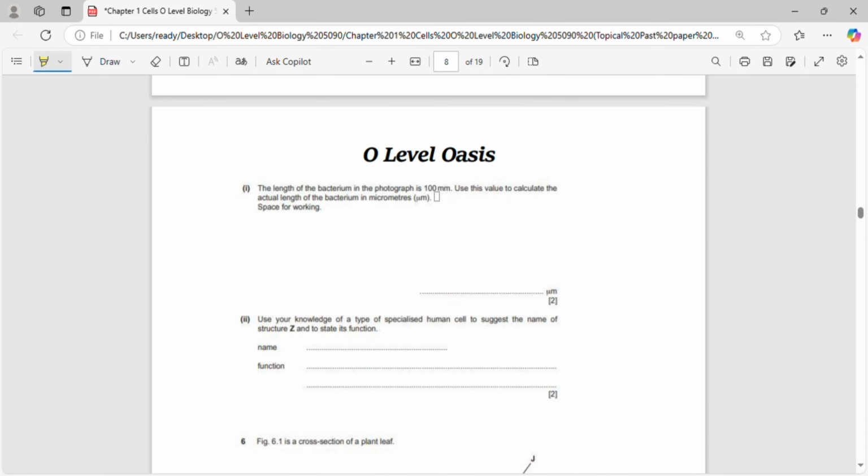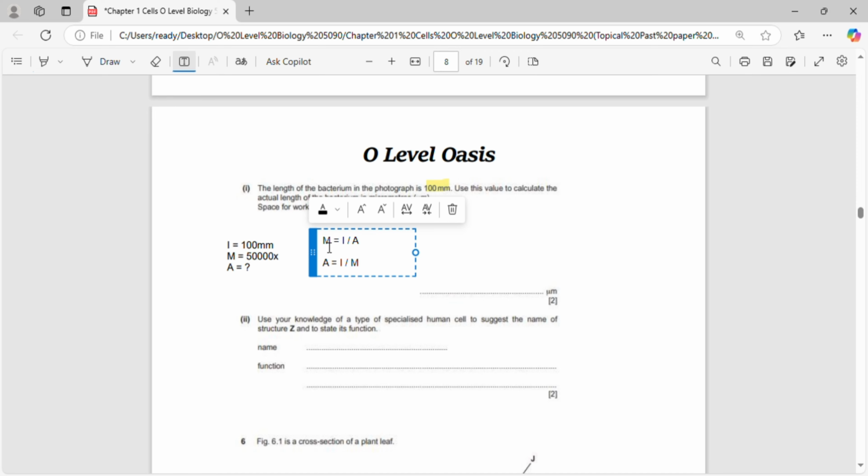Let's first note the given information. The image size is provided as 100 mm, and the magnification is 50,000 times. So, the primary objective here is to find the actual size of the bacterium. To do this, we use the formula for magnification. Magnification equals image size divided by actual size. By rearranging this formula, we can solve for the actual size. Actual size equals image size divided by magnification.